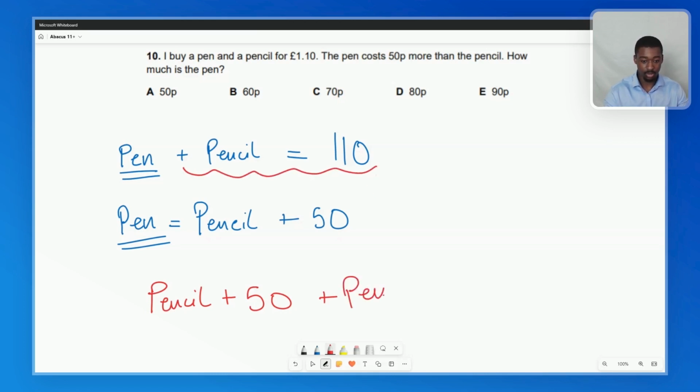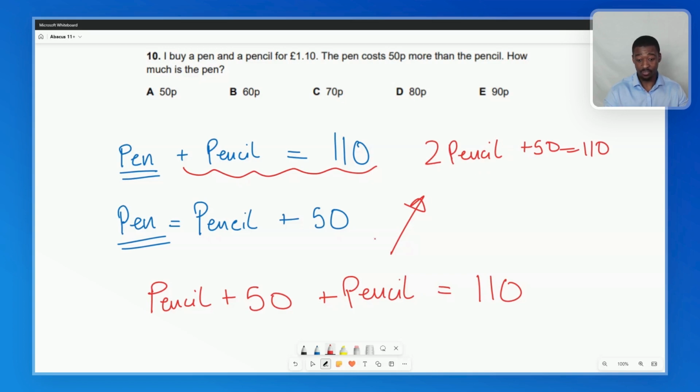Pencil equals 110. Now pencil plus pencil is 2 pencil. So we'll bring it up here. 2 pencil plus 50 equals 110.